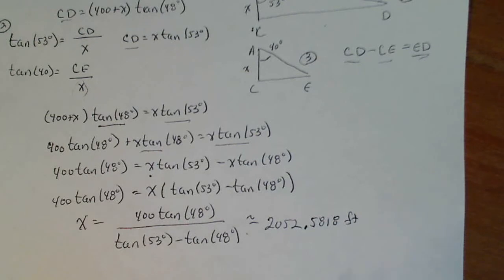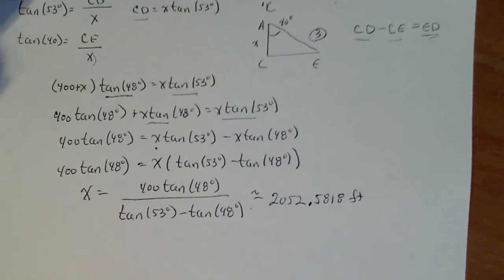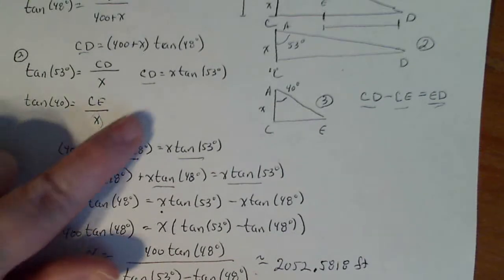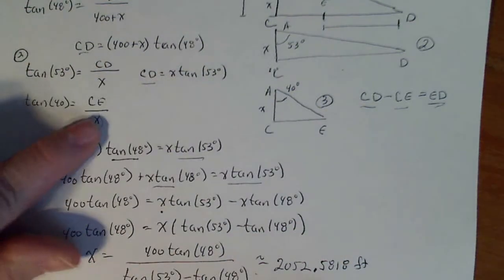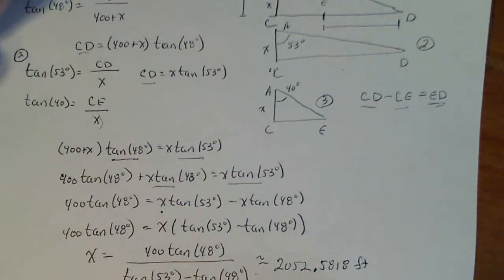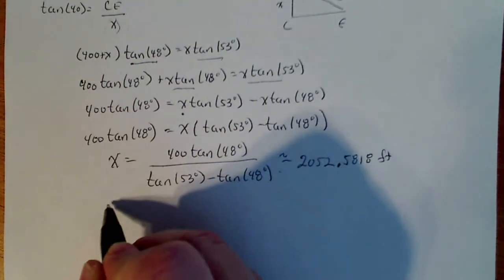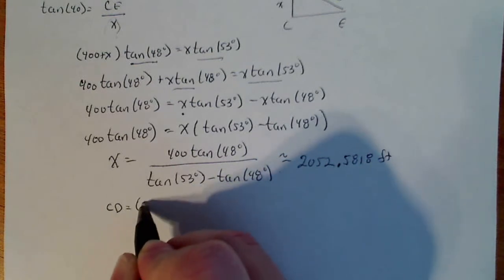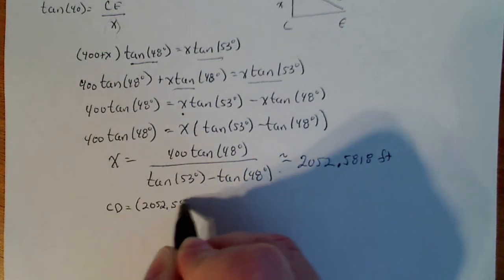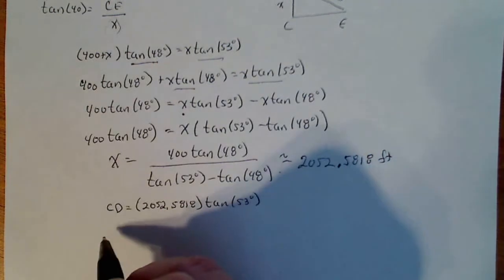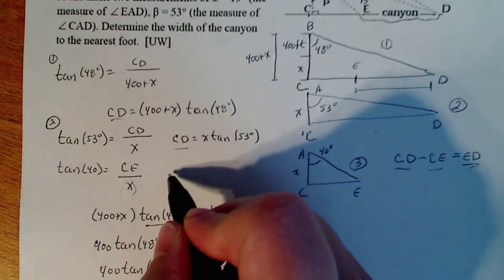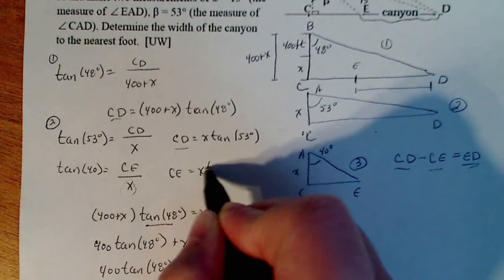Okay. So if I keep going, sorry, I was just checking something. If I keep going here, I have my x value right here. And I know that if I plug this in here, I can get the value for CD. And if I plug it in here, I can get the value for CE, so I'm almost done. So I know that from above, CD is equal to x times tangent of 53 degrees. And I know that CE, well, let's finish this up here. I multiply both sides by x here, and I have CE equals x tangent of 48 degrees.